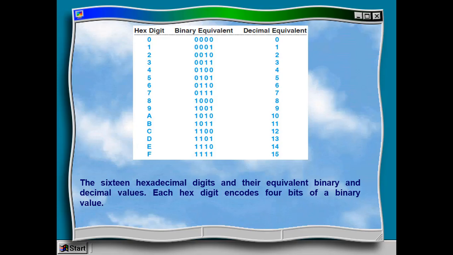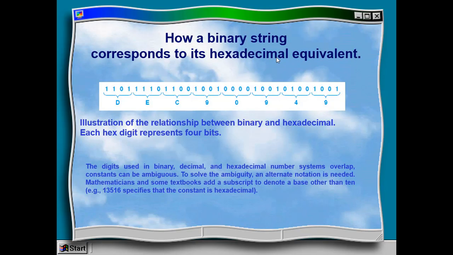So the 16 hexadecimal digits and the equivalent binary and decimal values. Each hexadecimal digit encodes 4 bits of the binary value. I've represented that, and also another representation of how a binary string corresponds to the hexadecimal equivalent. I've explained it here. So this is the relationship between binary and hexadecimal. Each hexadecimal digit represents 4 bits.